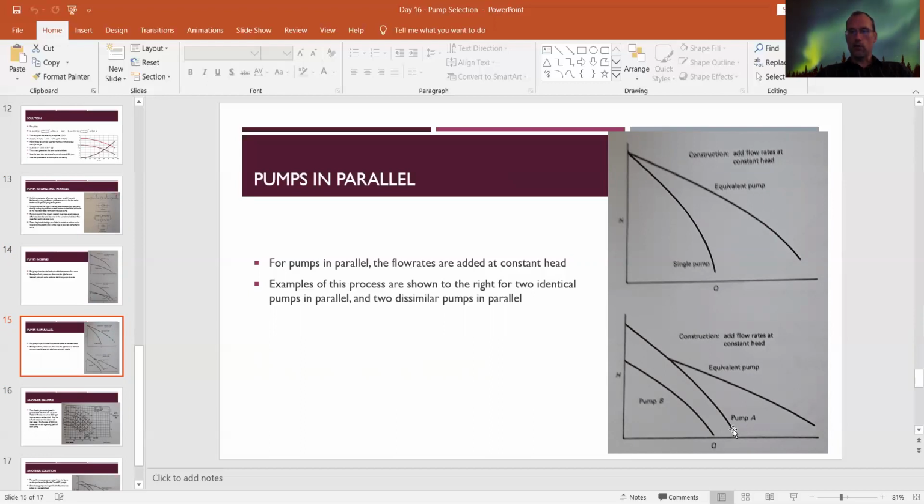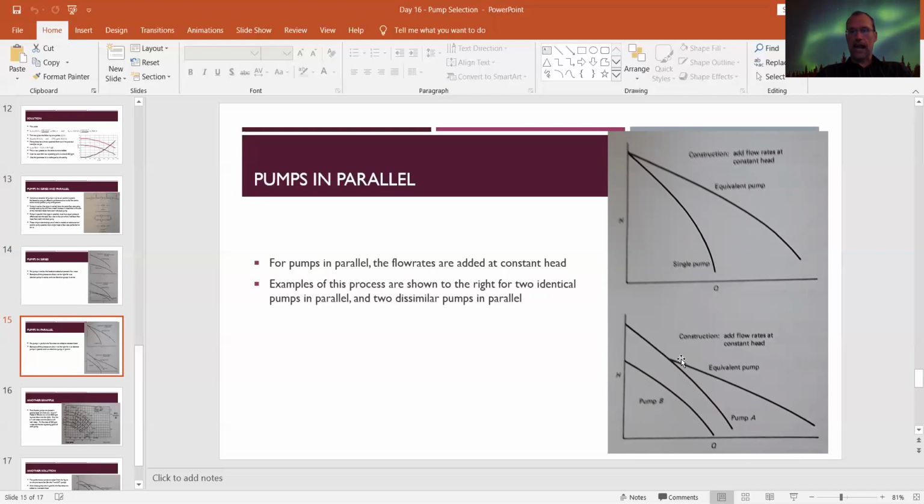So again, if I have two different pumps, pump A and pump B, at some certain head value, I take the flow rate for pump B and the flow rate for pump A, add those two numbers together, and that's my flow rate for the equivalent pump. Somewhat interesting thing happens here. If I'm looking above where pump B is, so somewhere up here, at this head, pump B doesn't add anything. So because pump B is not doing anything, my equivalent pump is the same as pump A.